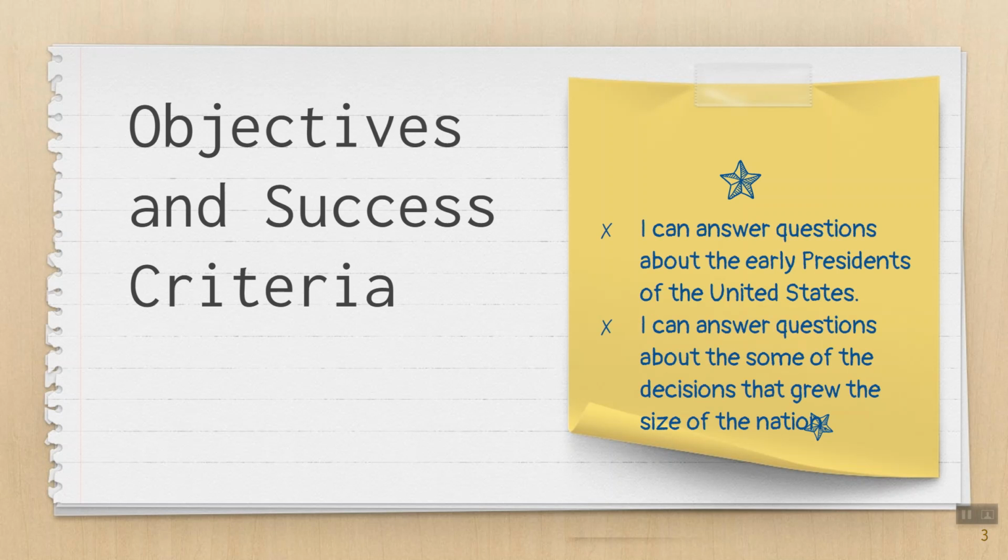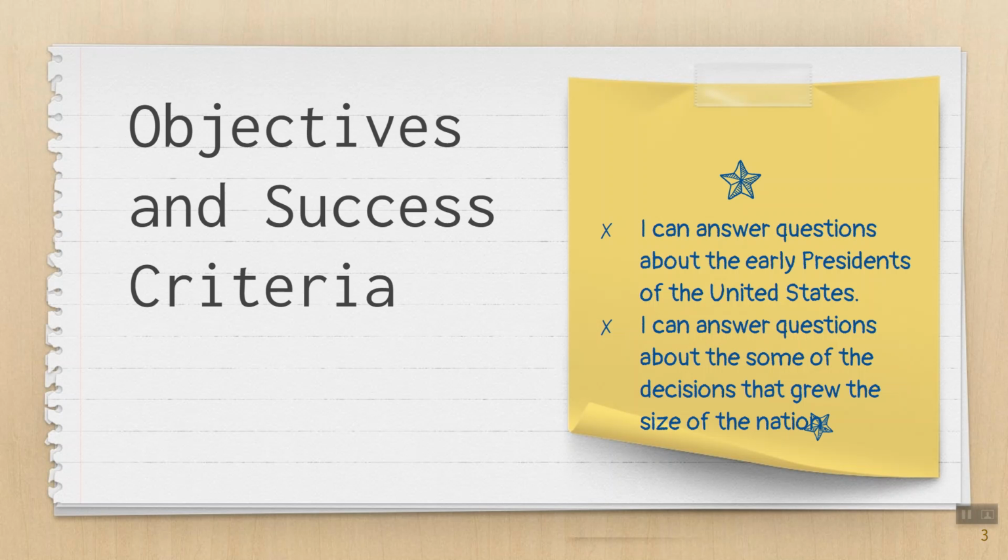So let's talk about, before we get too deep in, what your objective is today and your success criteria. So you have two objectives again today, and the first one is I can answer questions about early presidents of the United States. That's the same objective you had yesterday. This one's just a little bit different. I can answer questions about some of the decisions that grew the size of the nation.